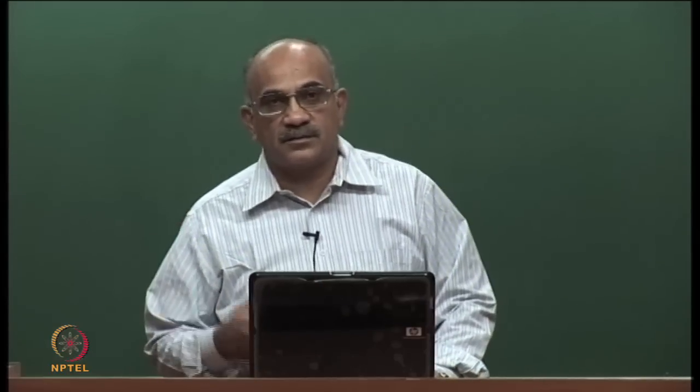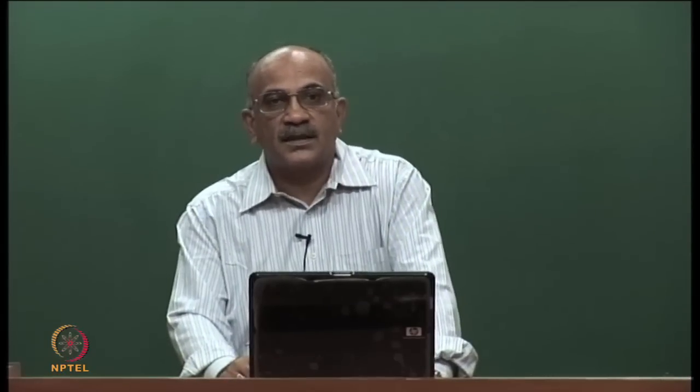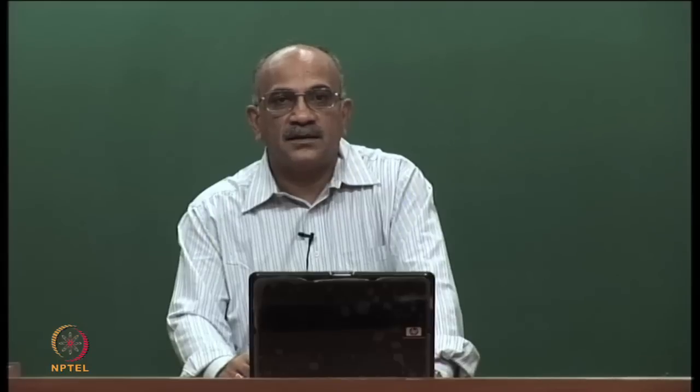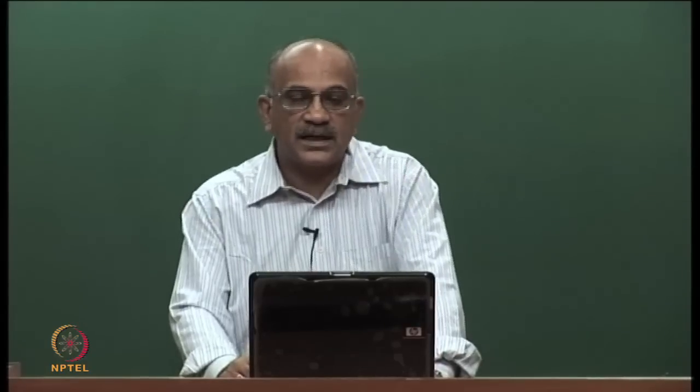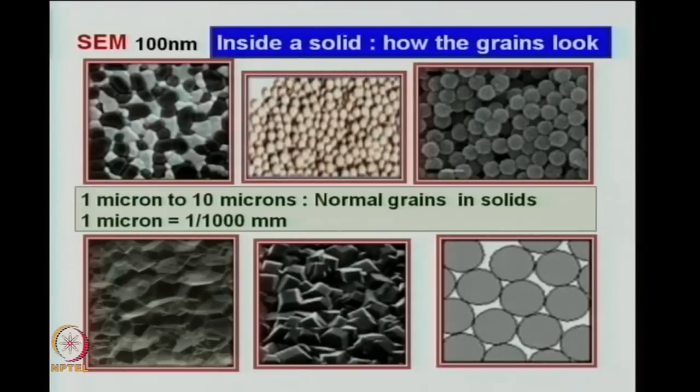However, as you know, our eyes cannot see these small size grains, so we have to use what is called an SEM, a scanning electron microscope. This scanning electron microscope uses electrons which have a wavelength much smaller than the wavelength of visible rays, and hence we can see objects which are much smaller. Now, a micron is 1 by 1000 of a millimeter, so it is much smaller than 1 millimeter.